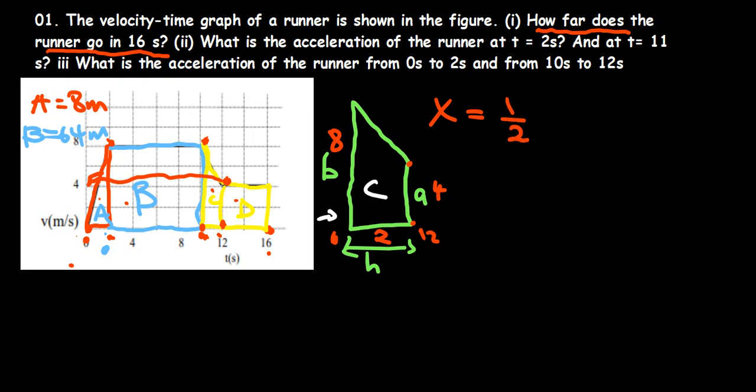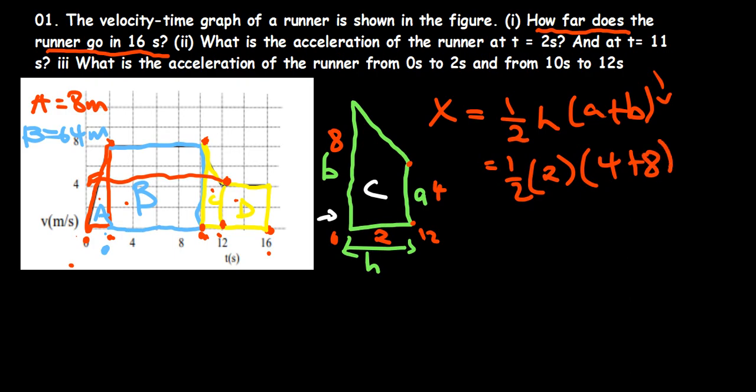It's the same. So it will be half. Okay, what is the height? The height is 2. And then in the brackets, we are going to have 4 plus 8. Okay, so meaning here we are going to have 1 multiplied by 12. So it means 12 meters here is our displacement for this part here labeled C. Okay, so I'm going to write C as a displacement of 12 meters.